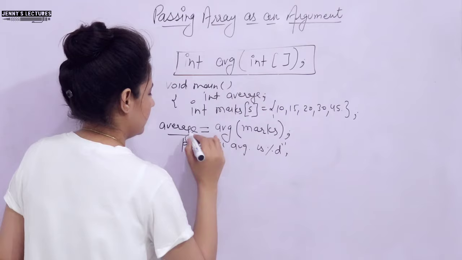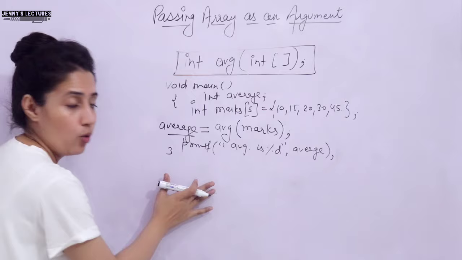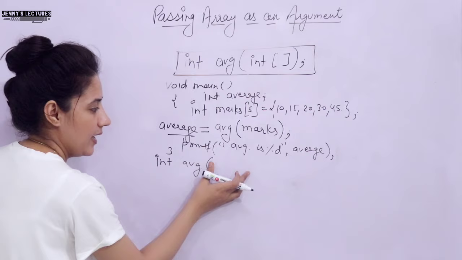average. Now what is the definition, how will you define it? Data type, name of the function, and here this array it will pass. So here you will write data type int, name of the array, you can take the same name also. Suppose I'm taking marks, same name.